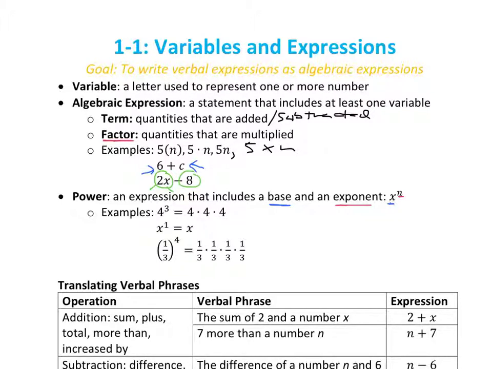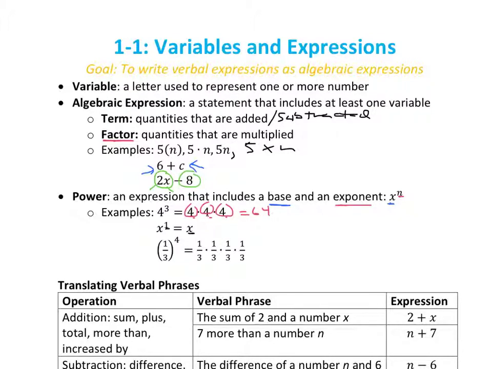You've heard of some of these. 4 to the third is 4 cubed. You say that as 4 cubed, and what that means is 4 times 4 times 4. So it's 3 4s, 1, 2, 3 4s multiplied together. So the answer to that is 4 times 4 is 16, and 16 times 4 is 64. Okay? Now x to the first, anything to the first power is just whatever the base is.